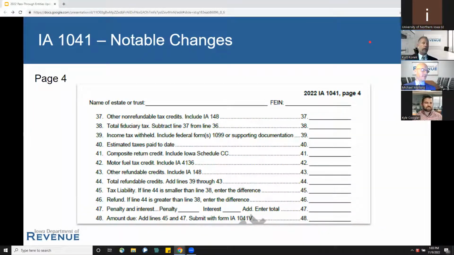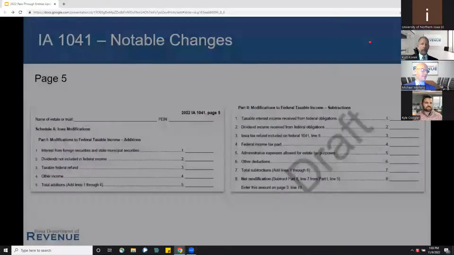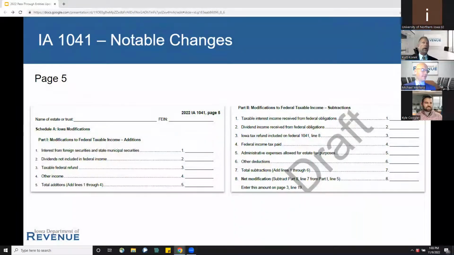If we roll ahead to page 5, here's the schedule where we're going to report the modifications that were reported up on line 18. So part 1, that's going to be the additions. Those will be additions for interest, dividends. You'll add back the taxable federal refunds that were deducted.